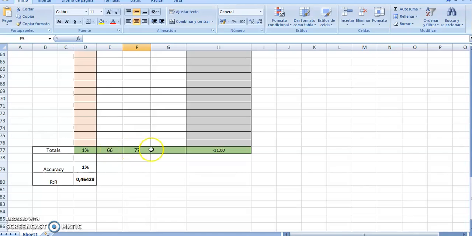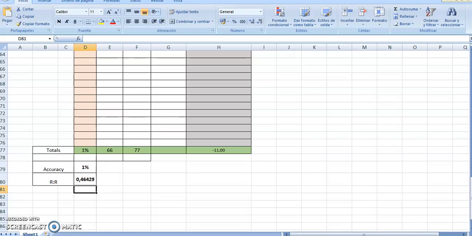Here, this is just going to get added up, and this will give us our risk to reward, our total pips, and the accuracy itself of the strategy. I'll leave a link in the description where you can download this spreadsheet so you can track your trades just as I am.